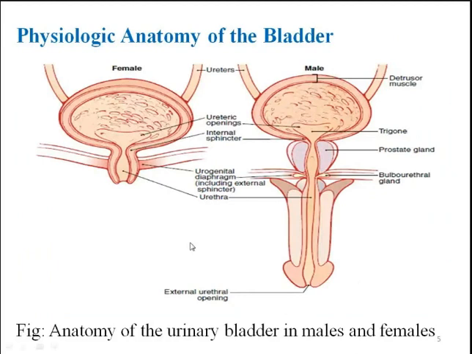So this is the female urinary bladder, this is the male. So basically urinary bladder is the same, but the urethra part is a little bit different. Okay. So the urethra in the male is longer than in the female. So these are the two ureters opening into the urinary bladder, and this triangular part is known as the trigone. Okay, this is known as the trigone.